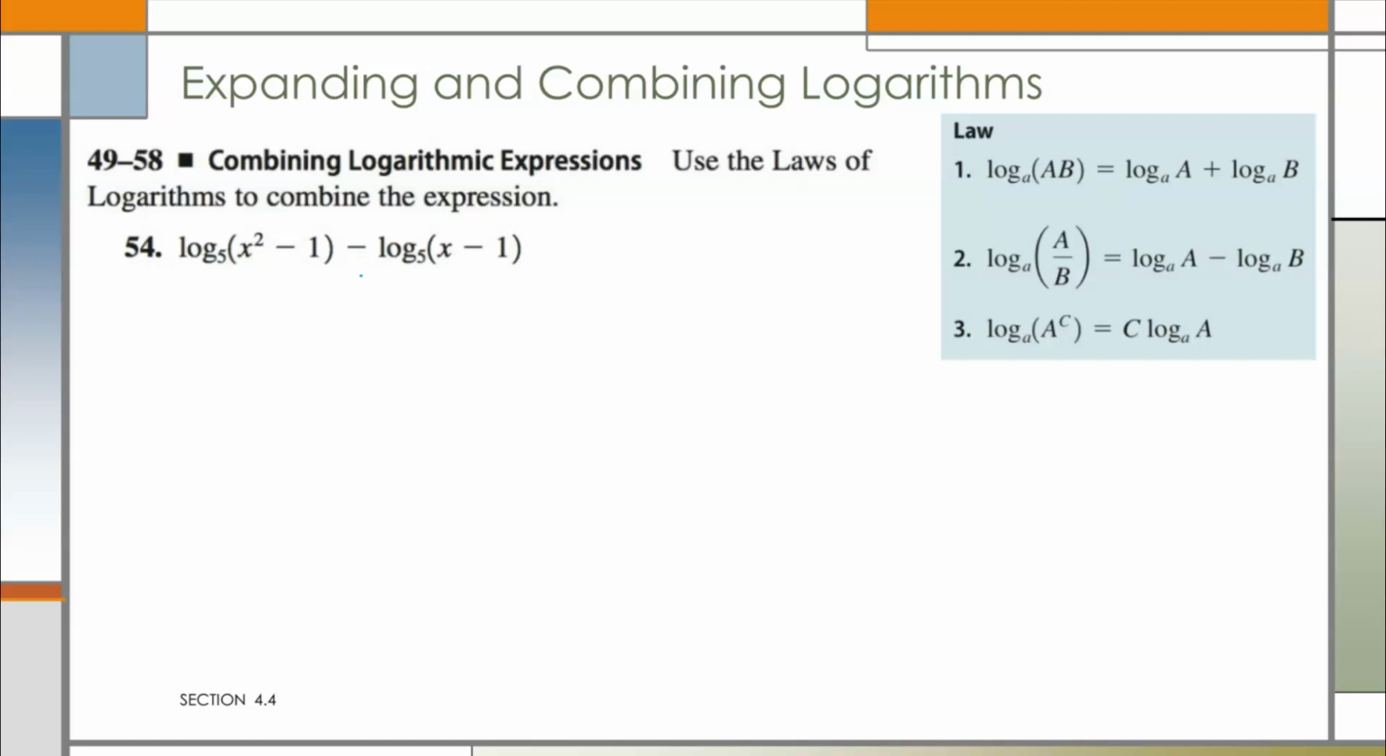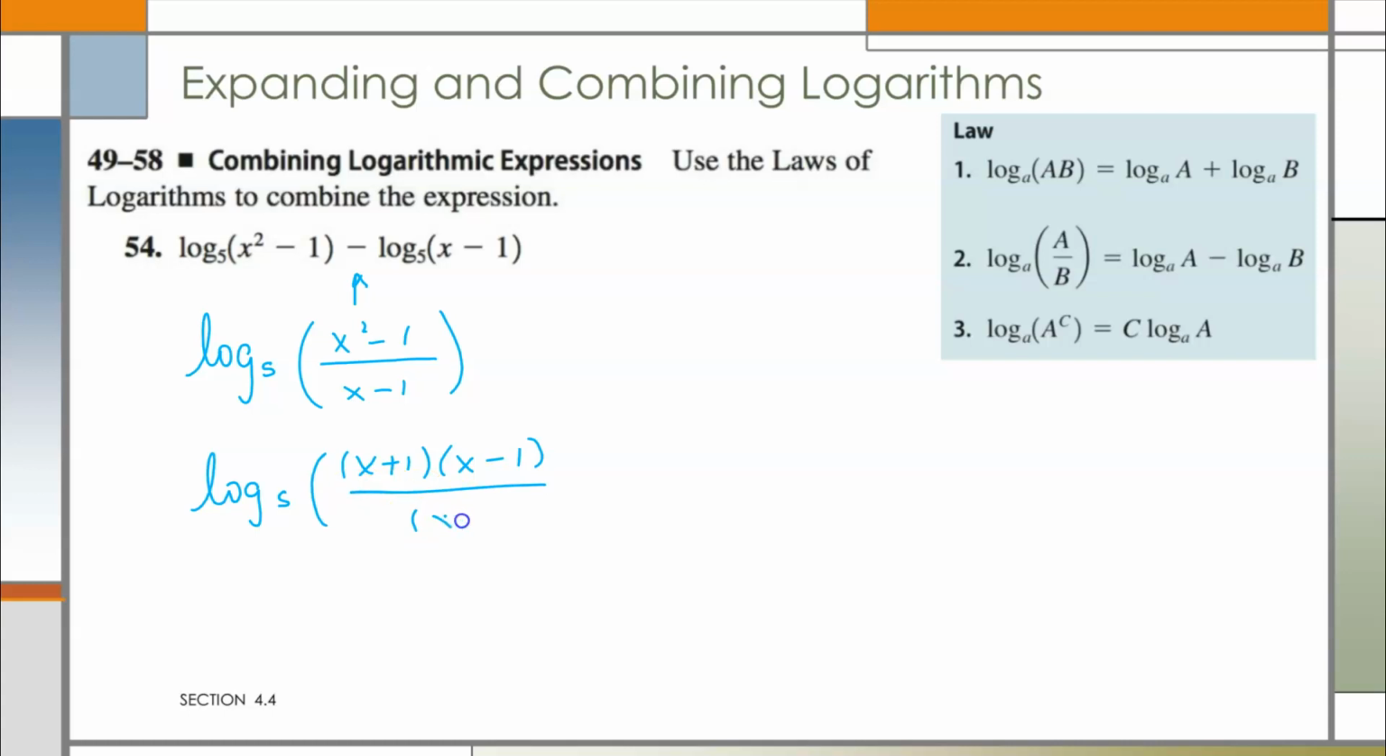Okay, we see minus, no numbers out front of our logarithm, so we're going to combine log base 5 of x squared minus 1 over x minus 1. We could stop here, but when we check our answers in the back of the book, we should notice that this is the difference of squares. And then what's going to happen with that x minus 1, they're going to cancel out. So there would be our simplified answer.